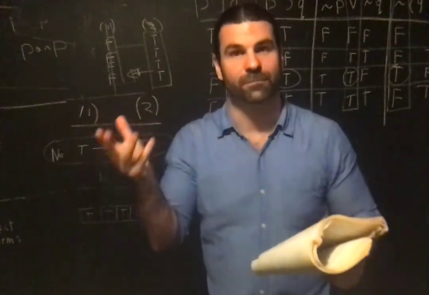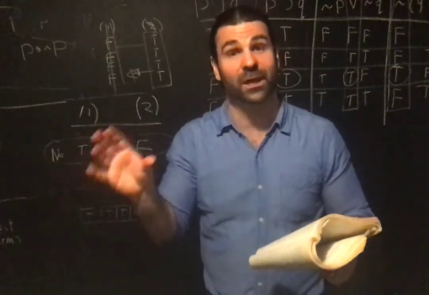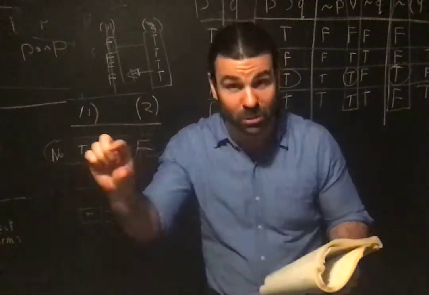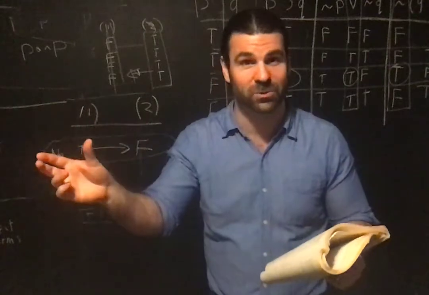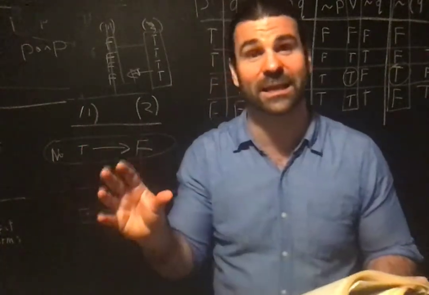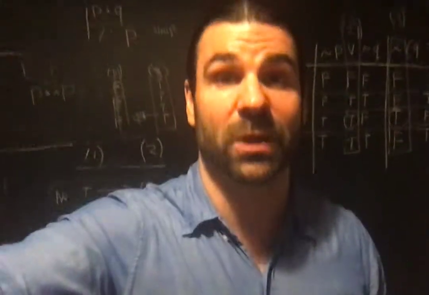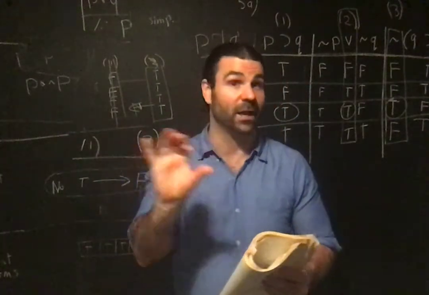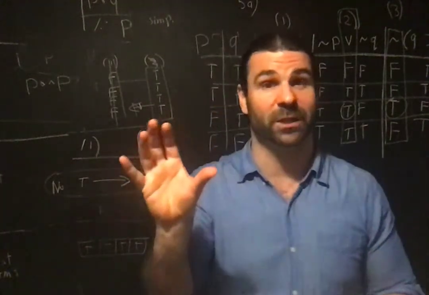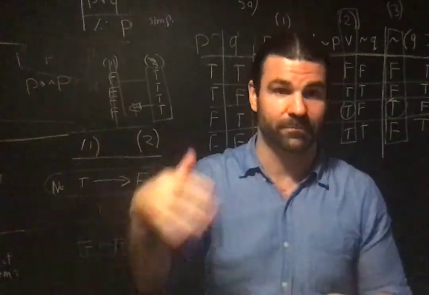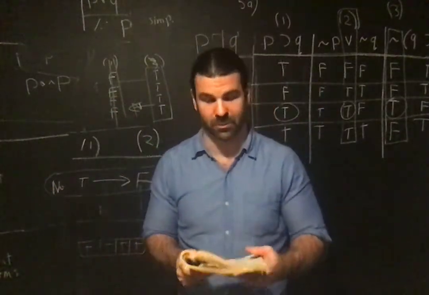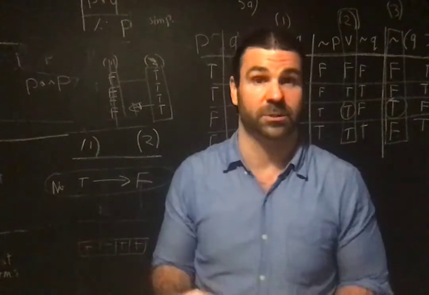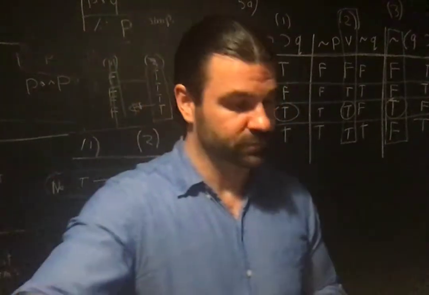Now, a valid argument is one where there's no counterexample, and a counterexample is all true premises and a false conclusion. If the set of premises is inconsistent, they can't all be true at the same time, so you can't possibly have all true premises and a false conclusion. There is no possible counterexample, and if there's no counterexample, the argument is valid.